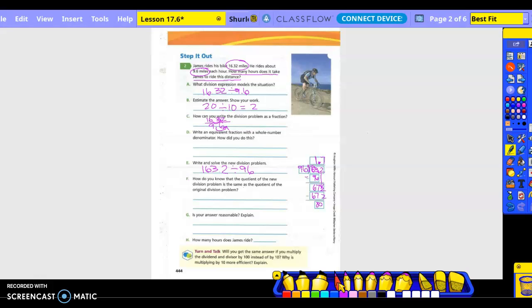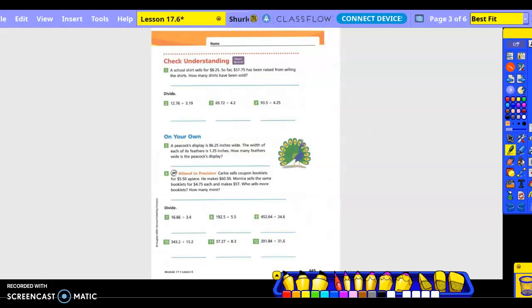So is our answer reasonable? So yes, because 1.7 is close to 2, right? So how many hours is James right? 1 and 7 tenths hours. 7 hours per hour. Track understanding.